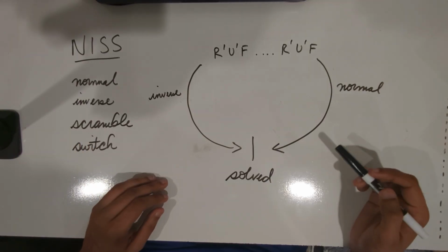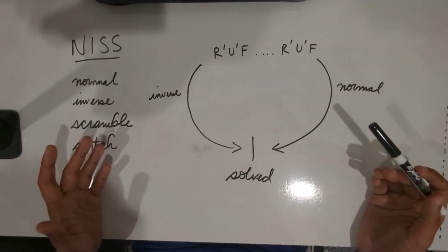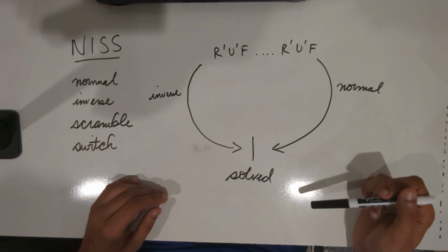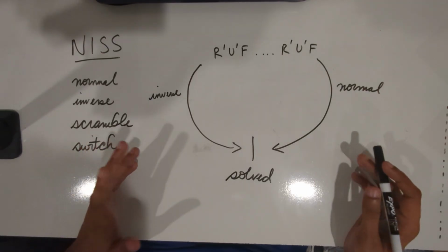Sometimes it ends up being that the unsolved pieces are easier to solve on one side of the scramble as opposed to the other, and that's what makes NISS really useful. Enough of this theory, let's just jump into an example to get a concrete idea of what's going on.